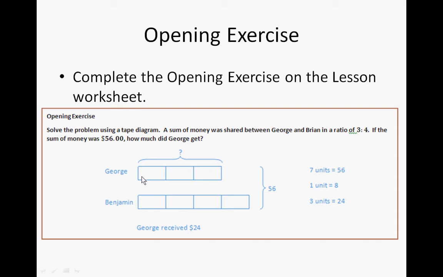And again, continuing with our tape diagrams, if you drew these out and you made the boxes all the same, then George would obviously have 3 and Benjamin would have 4, and the total together would be 56. If you count the boxes up, you'd notice that you have 7 boxes, and 7 units would equal 56. So one of those units would equal 8, and 3 of those units would equal 24. So George would receive 24, and Benjamin would receive 4 times 8, which is 32.